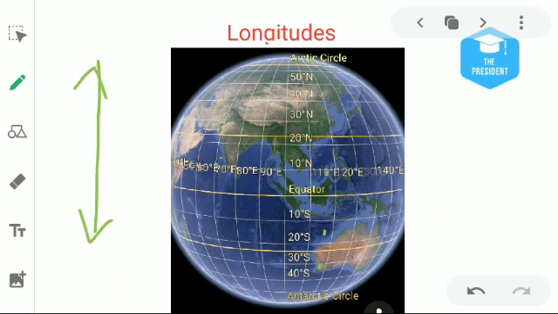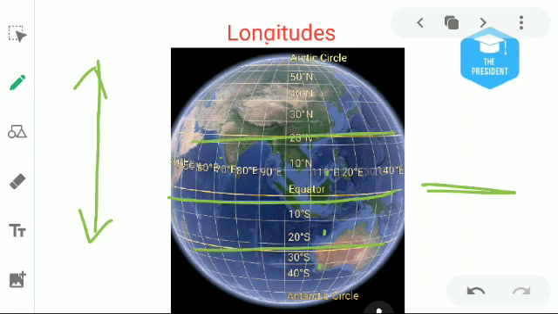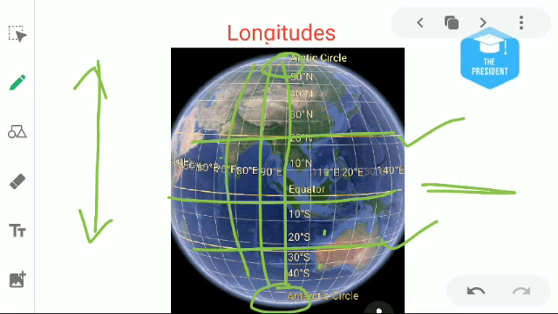This is the picture of the Earth. The Earth is divided into two equal halves by the equator, the horizontal line known as latitude. Yesterday I discussed a few latitudes like the Tropic of Cancer and Tropic of Capricorn. You can see the vertical lines here also. These lines run from the North Pole to the South Pole. These vertical lines are basically known as longitudes.